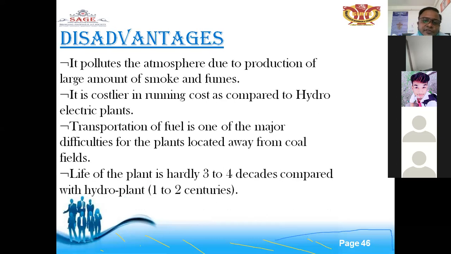Disadvantages: it pollutes the atmosphere due to the production of a large amount of smoke and fumes. It is costlier in running cost as compared to a hydroelectric power plant. Transportation of the fuel is one of the major difficulties for plants located away from the coal fields. The life of the plant is hardly 3 to 4 decades, compared to hydropower plants at 1 to 2 centuries.